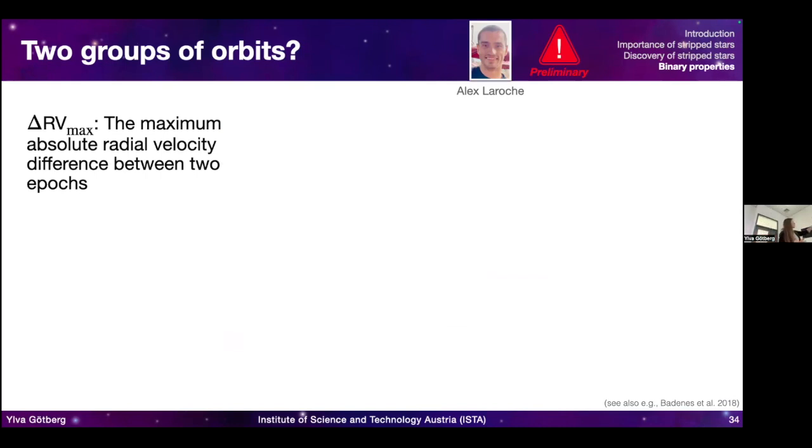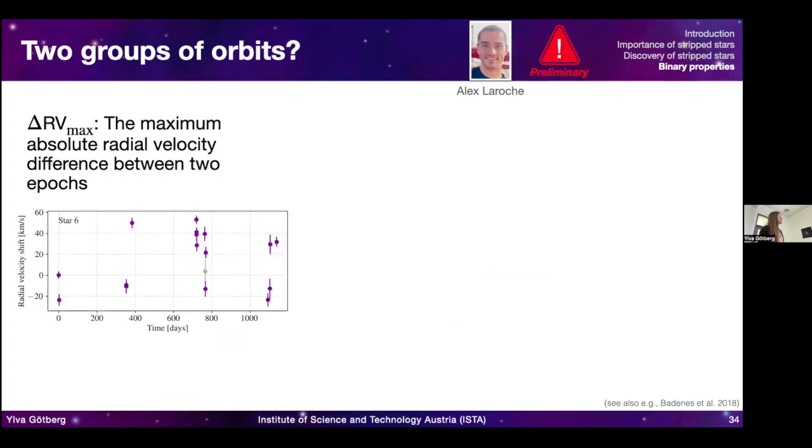So with Alex, we define something that we call the delta RV max. What is it? We measure the radial velocity of the star at different points in time. Here, time, radial velocity. And you can see how the star moves. It moves in its orbit. The maximum extent here is delta RV max. So you don't have to fit an orbit. It's a really observational thing.